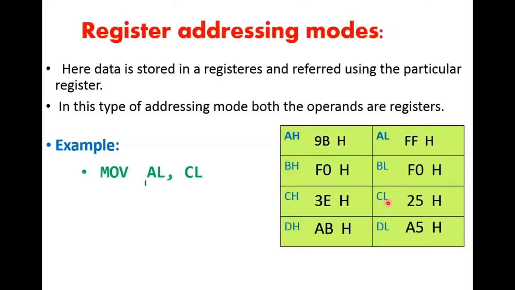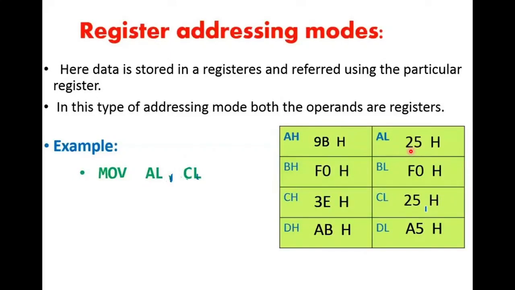So this 8-bit register has the 8-bit data 25. This 25 data we are going to copy to AL. We are going to transfer this data to AL. See the next slide. Now AL is changed to 25. After execution of this instruction, the AL value is changed to 25. So this is register addressing mode.